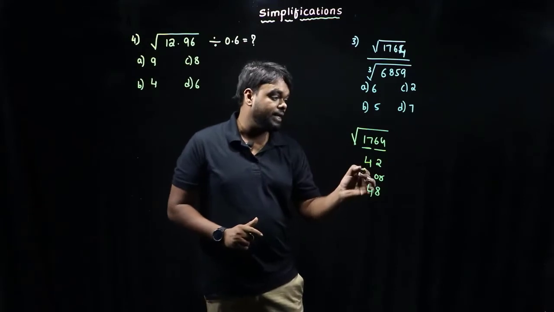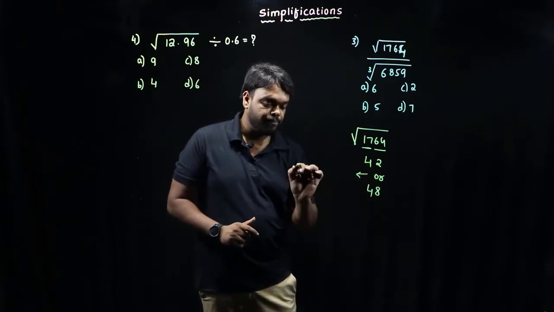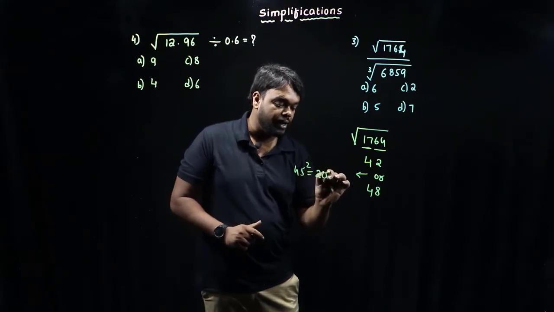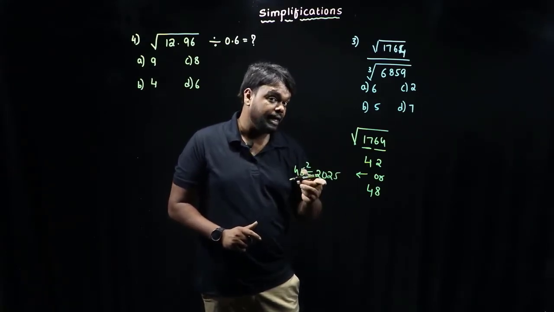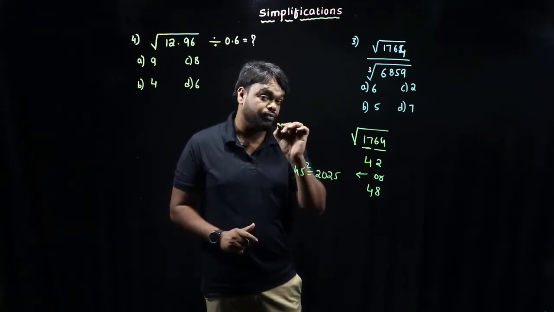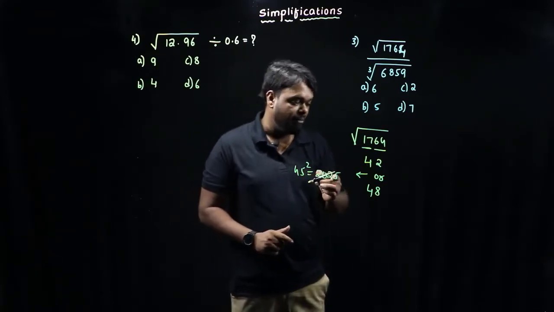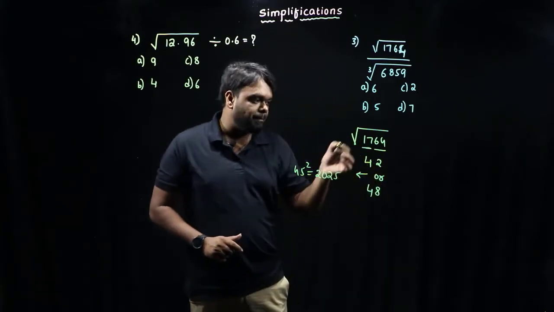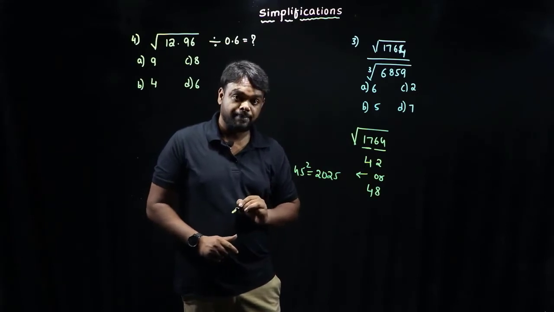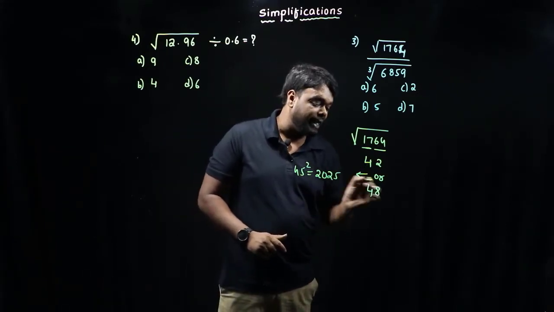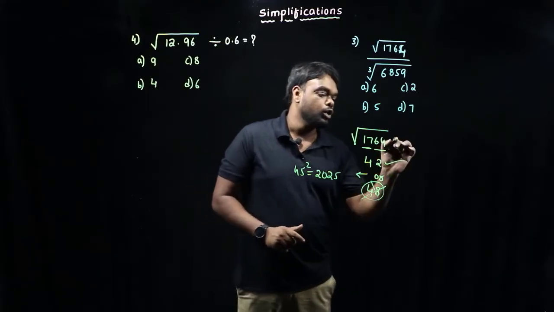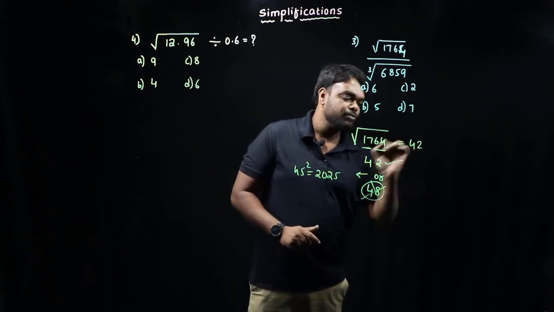Right? Now, in between, we check 45 square. Now, what is 45 square? We know 4 into 5 is 20, 5 square, 25. Again, if you didn't understand how I did this, please check our speed mathematics, how to find the square of a number. Right? Now, if you compare these two, 1764 is obviously less than 2025. Right? So my answer cannot be 48, but it has to be 42.